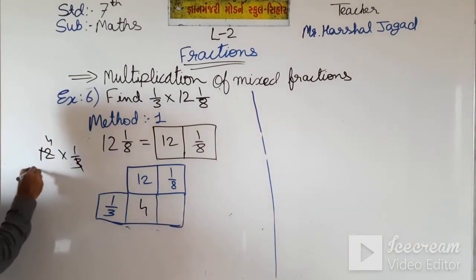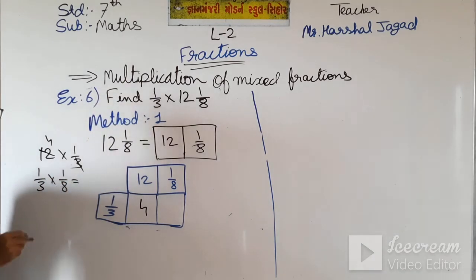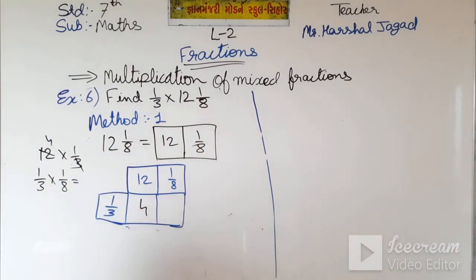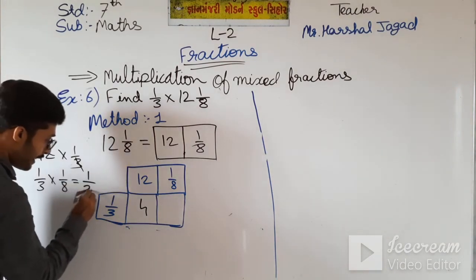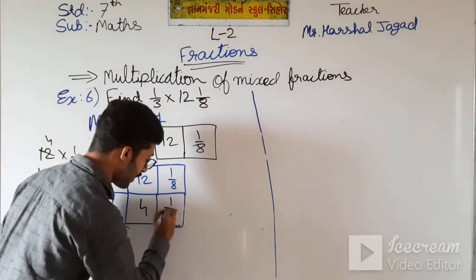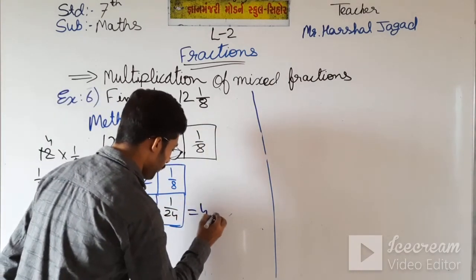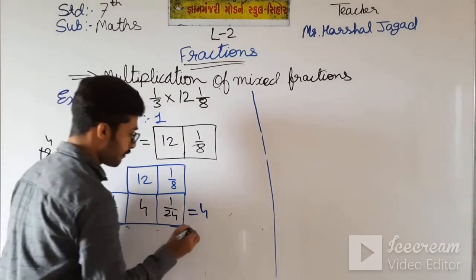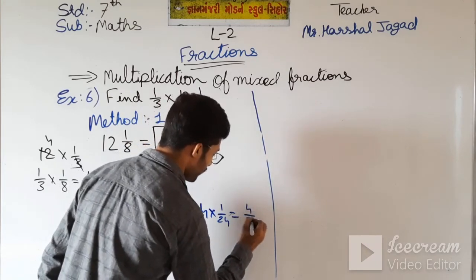So how it will be multiplied? That is 1 by 3 into 1 by 8, what will come? First of all calculate by yourself students. That is 1 by 24. Okay students, 8 3s are 24. So here it will come 1 by 24. So now we will do plus.